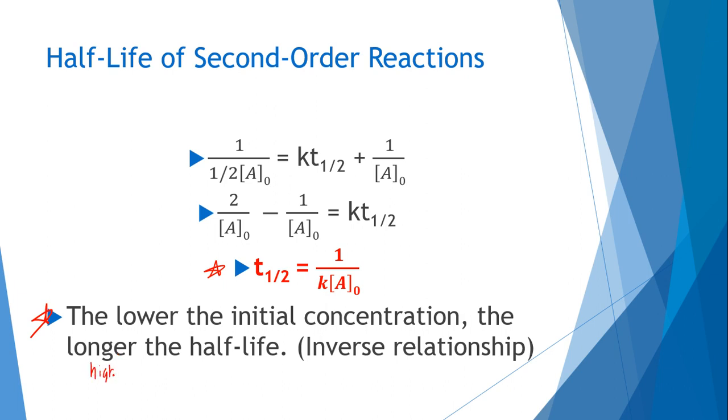Remember, if it's long, that means you have a high time number. So again, lower means you have a higher unit for time. This is an inverse relationship.